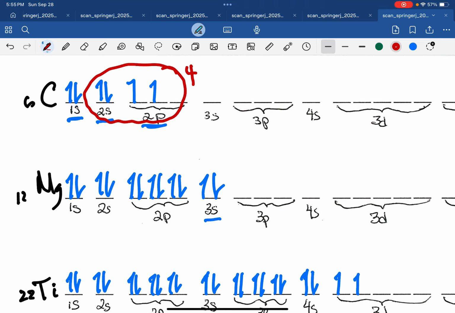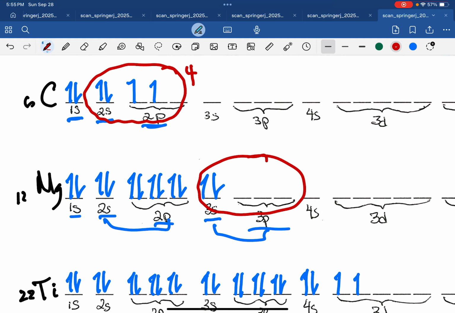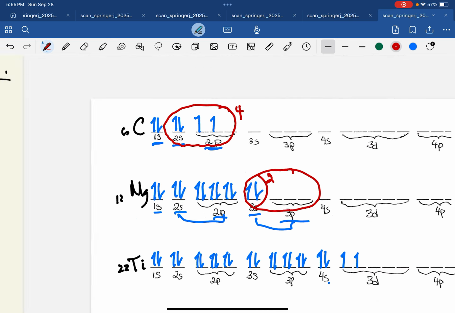Okay, magnesium. We've got 1, 2, and 3 energy levels. See, there's 2, and 3 has electrons in it. There's not any in 3p, though. But this would be your valence electrons, so it's really just these two, right? Those two. So it's got 2. And it's in group 2A. See how that works?